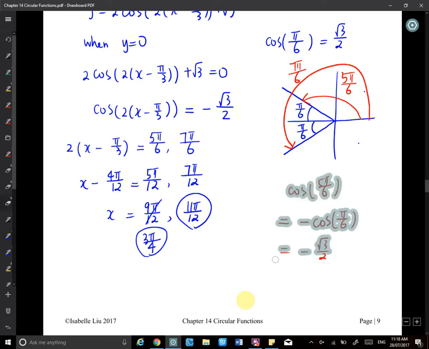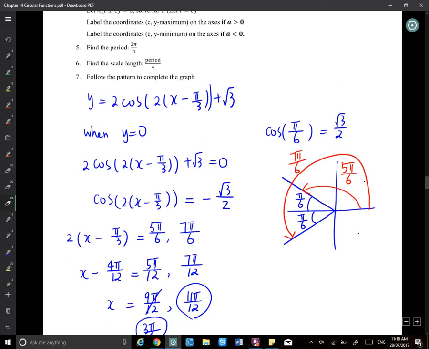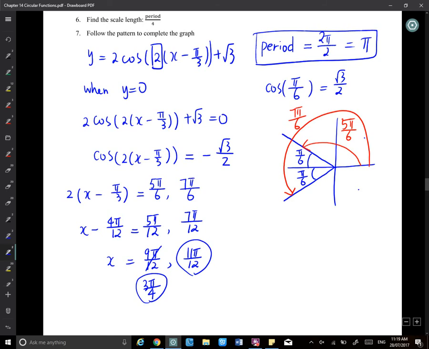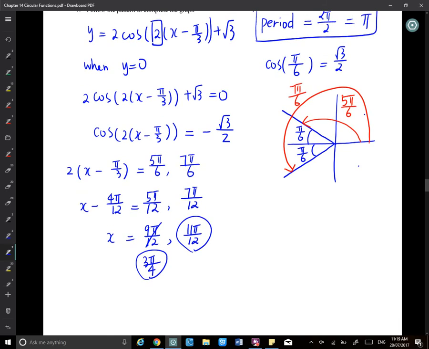The next thing we'll think about is the period. What do you think the period for this graph is? 2 pi divided by 2, so it's pi. Period is pi, dividing by this 2. So I can write the general solution.